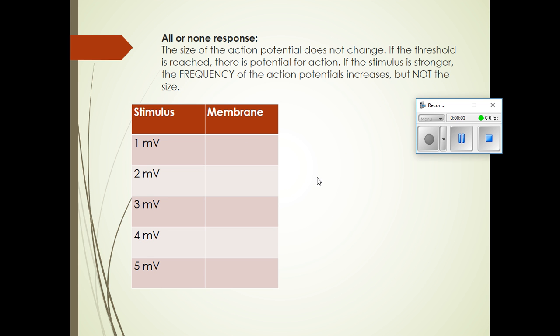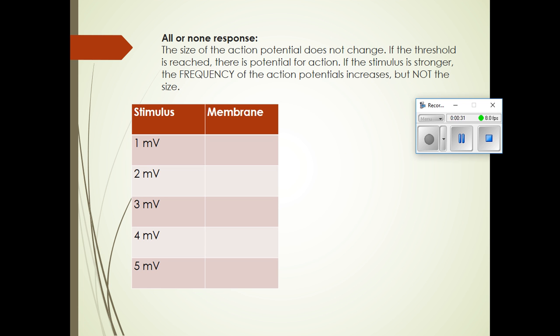So we're picking up talking about action potentials. Action potentials are your neuron's way of sending a signal. Remember, action potentials are traveling from the cell body the length of the axon to the axon terminal. Now, one of the things that's important to know about action potentials is that we call them an all or none response. What that means is that the size of an action potential doesn't change.